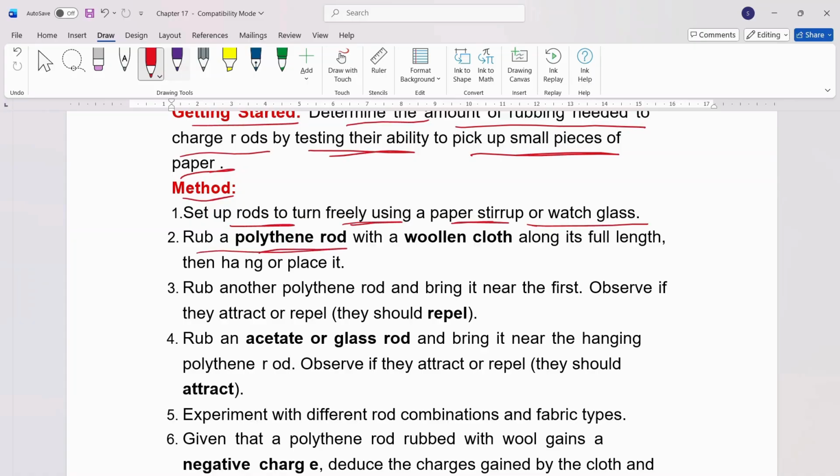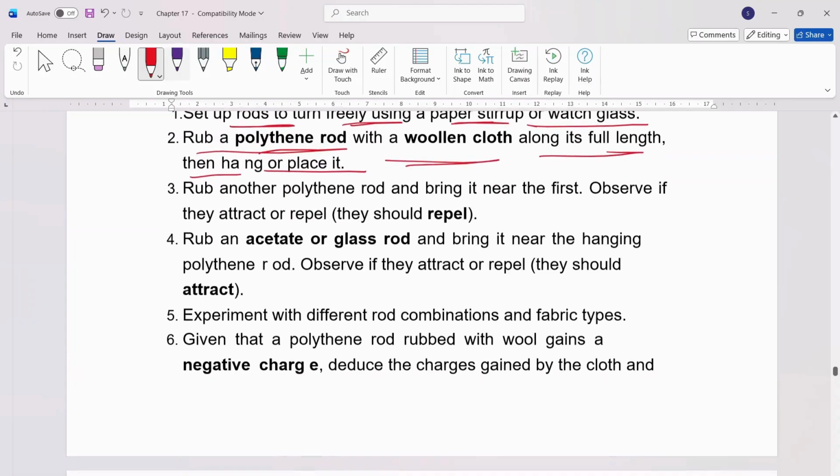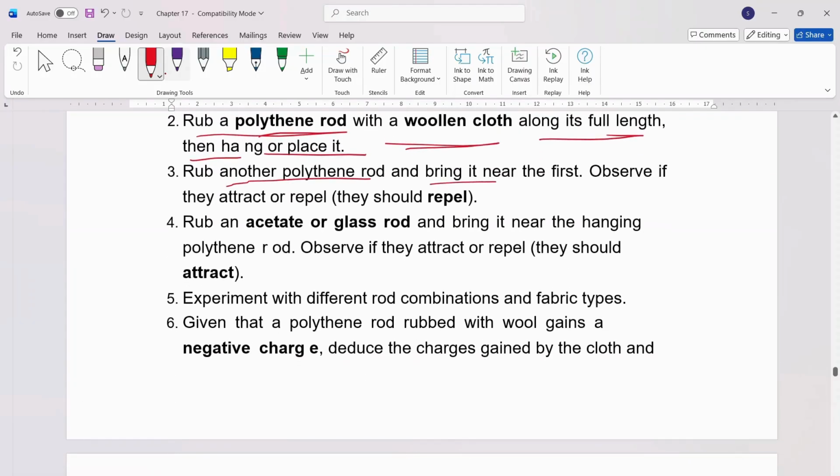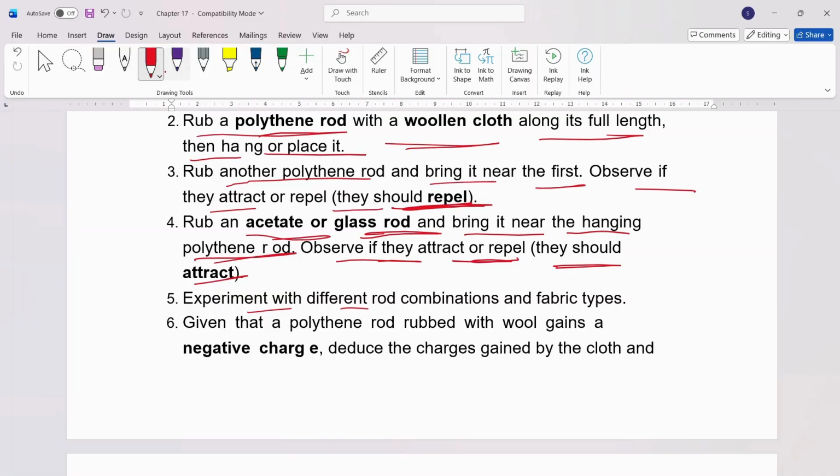Method: set up rods to turn freely using a paper strip or watch glass. Rub a polythene rod with a woollen cloth along its full length, then hang or place it. Rub another polythene rod and bring it near the first. Observe if they attract or repel. They should repel. Rub an acetate or glass rod and bring it near the hanging polythene rod. Observe if they attract or repel. They should attract.